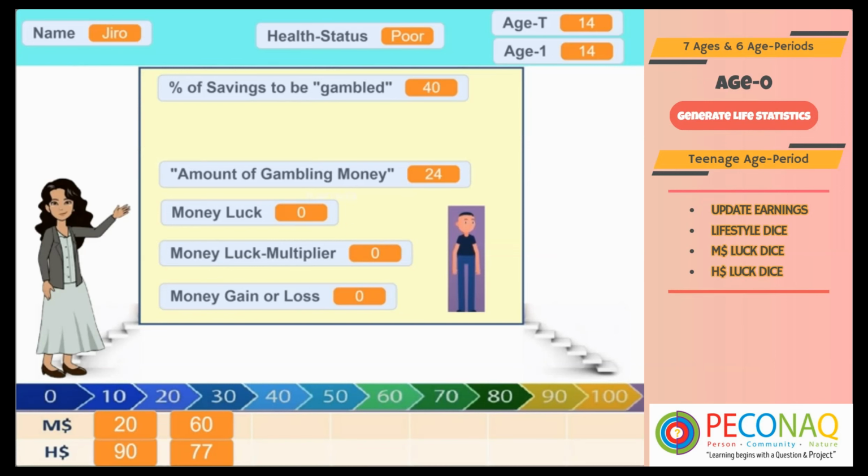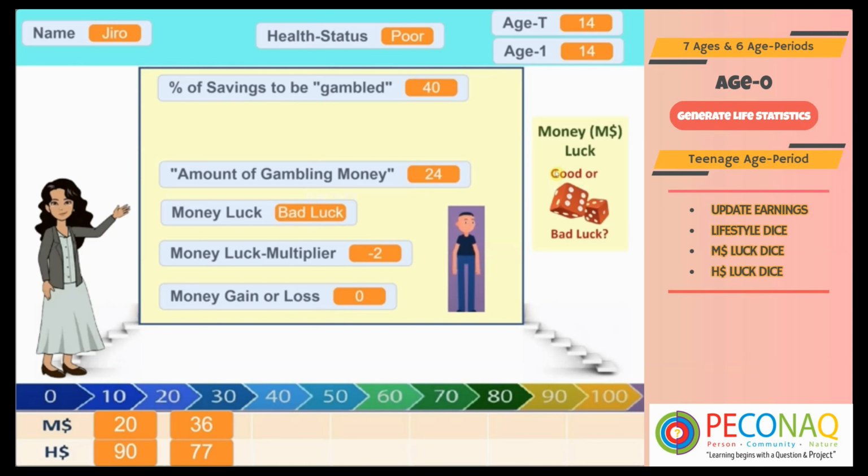Please click the Money Luck icon to see your money luck in this period. The amount of money that I have chosen to gamble in this period is 24 points. Thus, the updated balance in my bank account, after deducting the amount of gambling money, is 36 points.